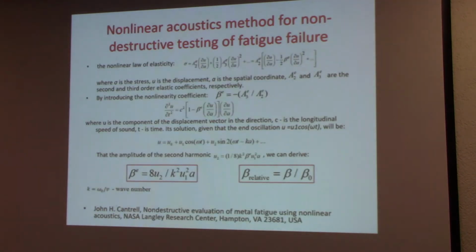And we found a good proposition by John Cantrell about that second harmonic. He took the nonlinear law of elasticity and introduced the nonlinearity coefficient, which is connected with the harmonic of that nonlinear law, and got that nonlinear parameter. Of course, in the experiment we measure a relative nonlinear parameter, where beta is the current parameter and beta 0 is beta at the start of the experiment.